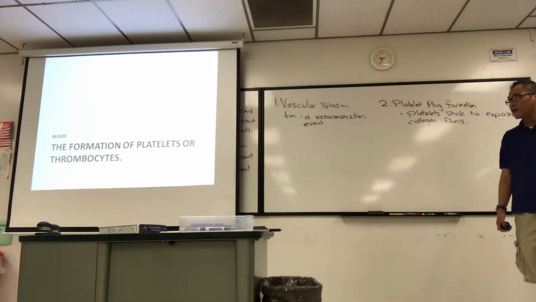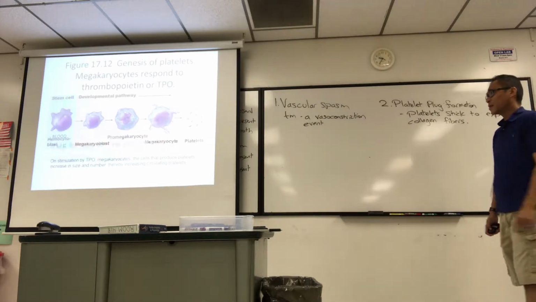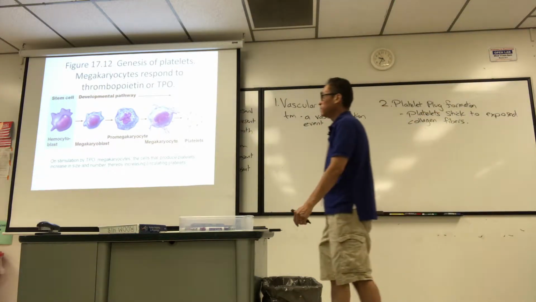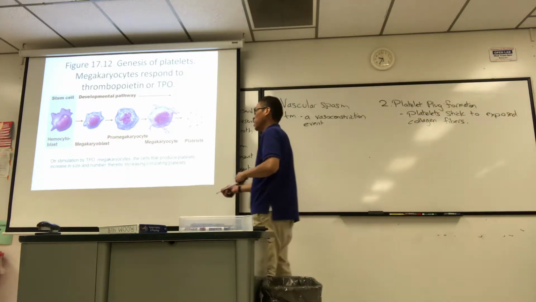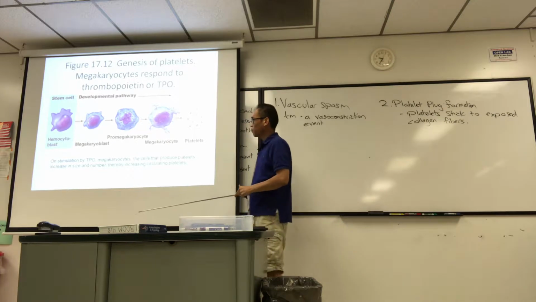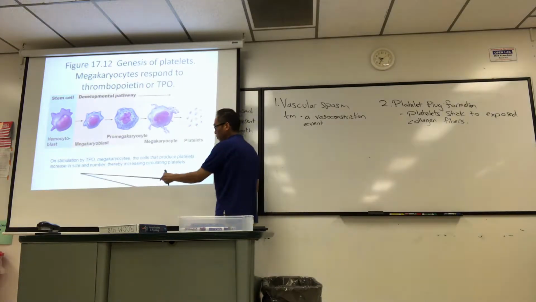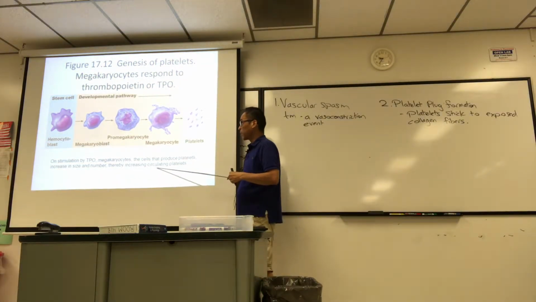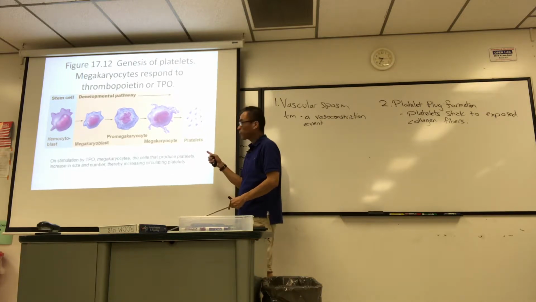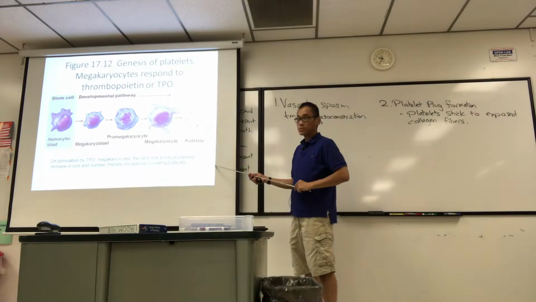Now that starts a process of platelet activation, but I first want to sidestep a little bit and remind you where platelets came from in the first place. Platelets are thrombocytes. At the beginning of class today, go back and look at your notes. I said that the hemocytoblasts are stimulated by TPO. You get the megakaryocyte. The megakaryocytes, the cells that produce platelets, increase in size and number, thereby increasing circulating platelets. What we learn about platelets from this picture is they're derived from the megakaryocyte. They're literally just flaking off the cytoplasm of the megakaryocyte and entering circulation.